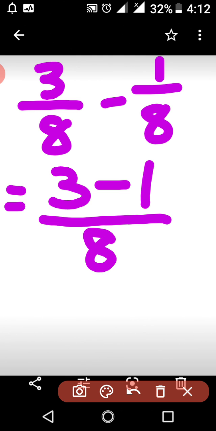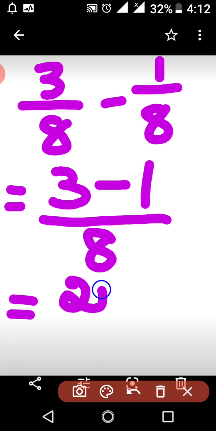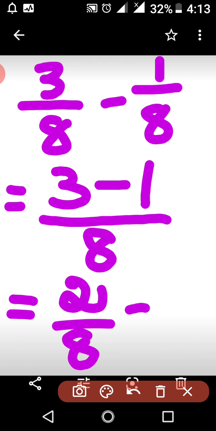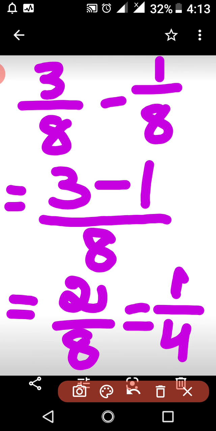So 3 minus 1 by 8. 3 minus 1 is 2 by 8. Now verify whether this answer is in simplest form or not. 2 and 8 are not prime numbers and there is a common factor for 2 and 8. What is that common factor? 2. 2 ones are 2 and 2 fours are 8. So the answer is 1 by 4.